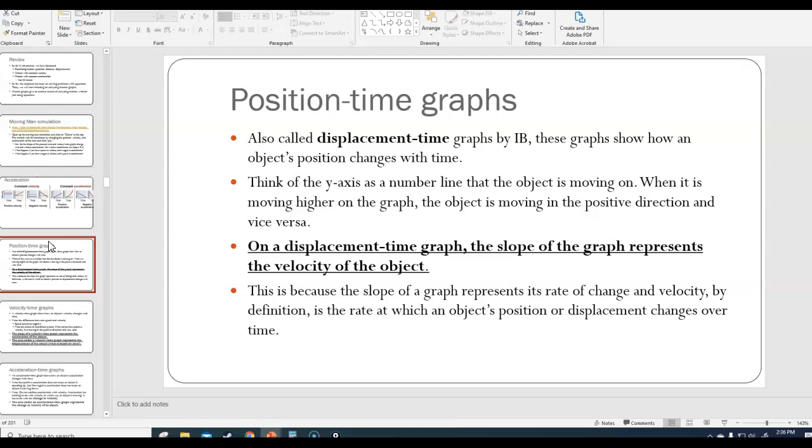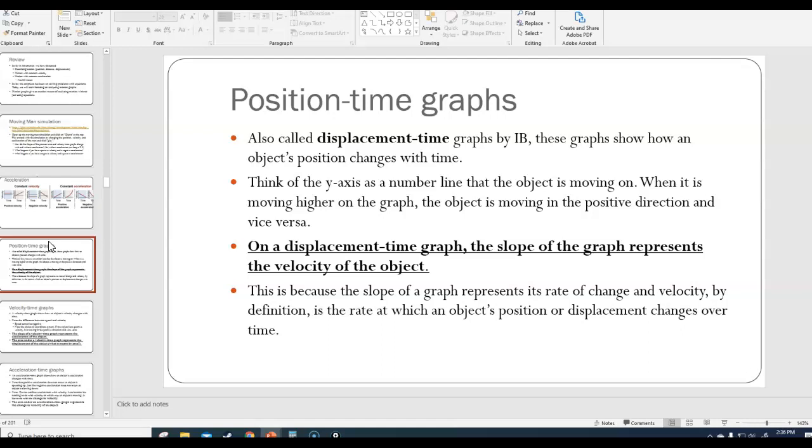Now, I have bolded and underlined the most important thing that you need to know about displacement time graphs, and so here it is. On a displacement time graph, the slope represents the velocity of the object. The slope on a displacement time graph at any point represents the velocity of the object at that time.